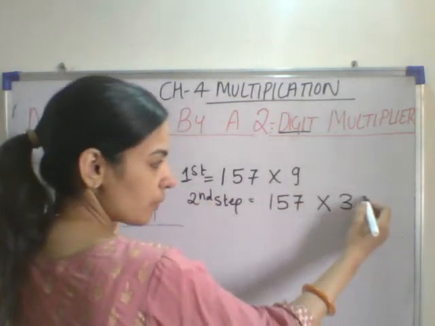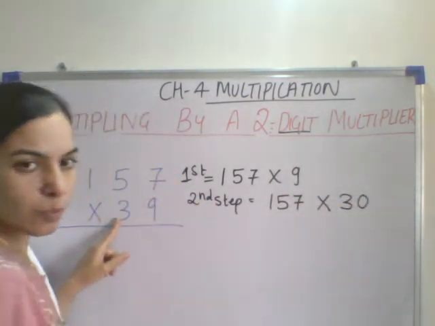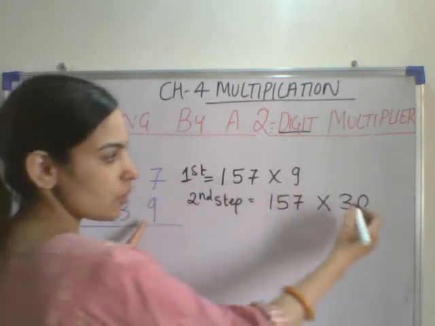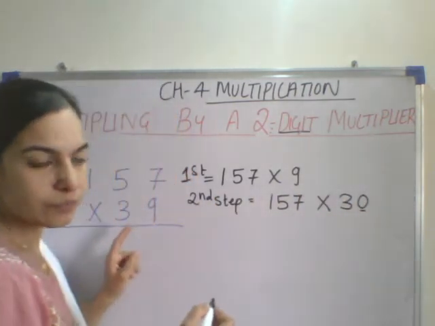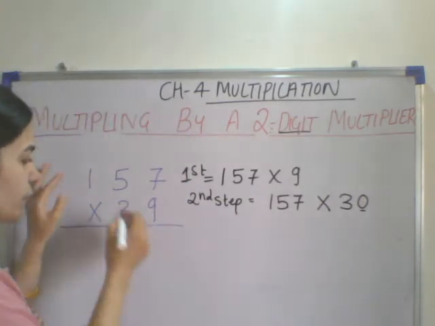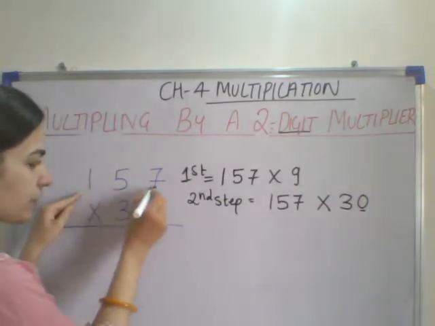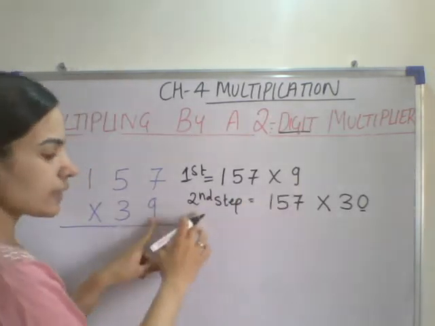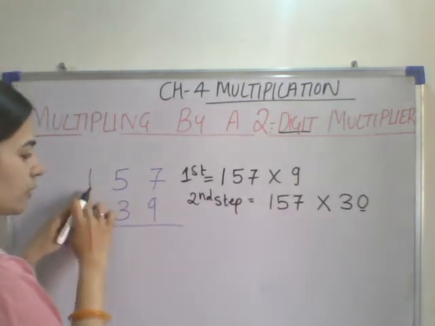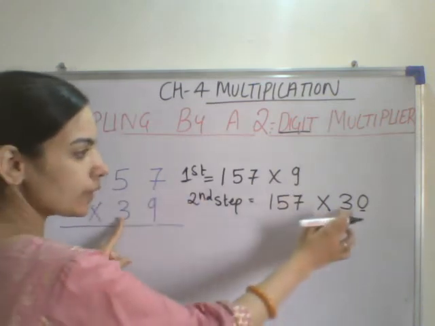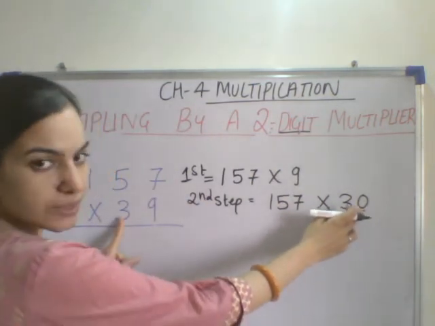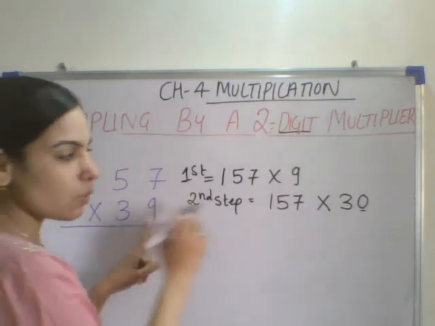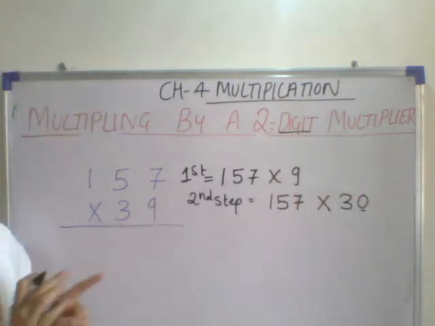So we will be putting 0. Why 0? Because after the 3, one digit is there. So I have put here 0. So in the first step, we will be multiplying this 157 with 9. And in the second step, we will be multiplying 157 with 30. Why have I put 0 here? Because after 3, one digit is there.